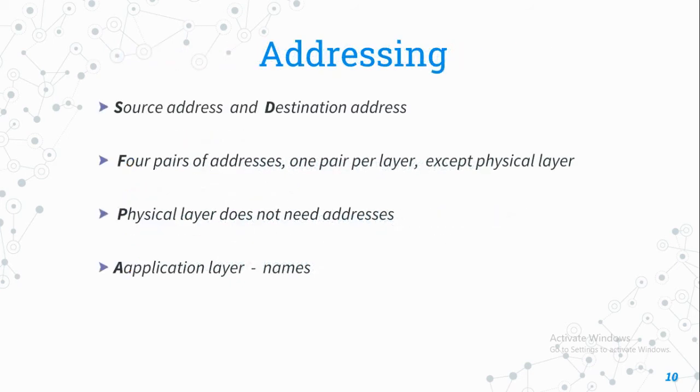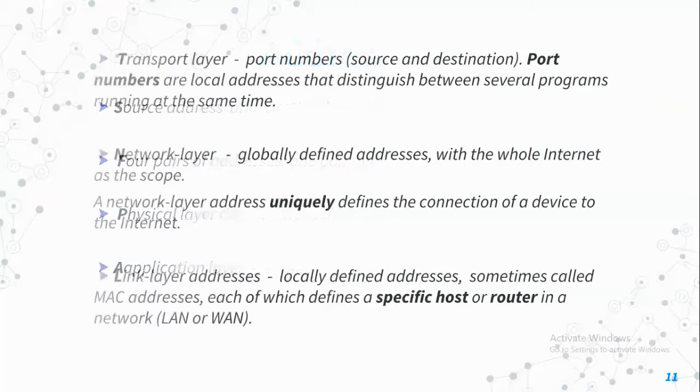And then the addressing process, that is, source address and destination address. Here there are 4 pairs of addresses, 1 pair per layer except the physical layer. The physical layer does not need addresses. In the application layer, the address is in the form of names. In the transport layer, it is port numbers. Port numbers are the local addresses that distinguish between several programs running at the same time. So each program has its own port address.